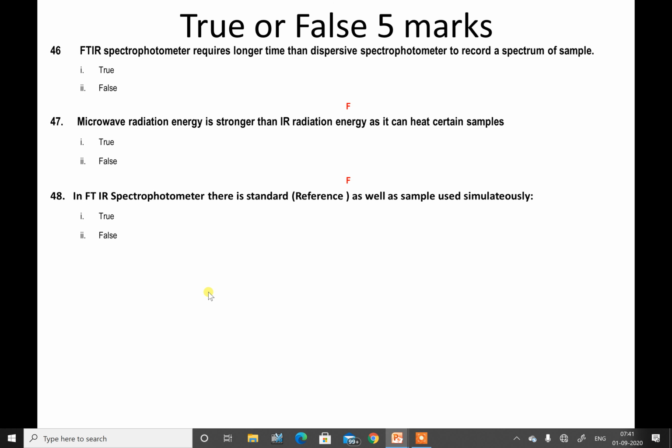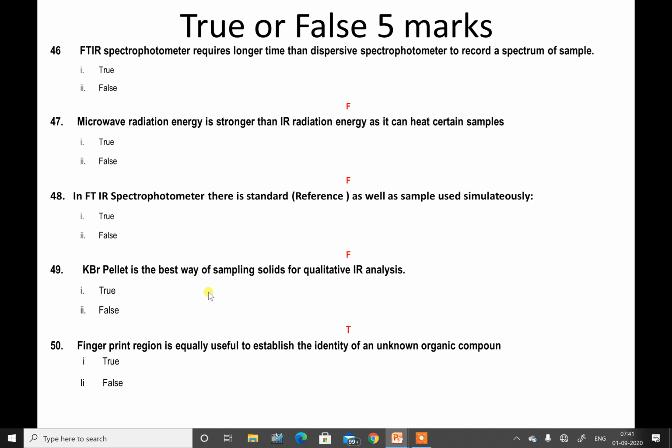In an FTIR spectrophotometer, there is standard as well as sample used simultaneously. We don't use the standard at all. KBr pellet is the best way of sampling solids for qualitative analysis. Yes, by far it still is, though we have ATR, but KBr pellet is the best. Fingerprint region is equally useful to establish the identity of an unknown organic compound. Yes, very true.